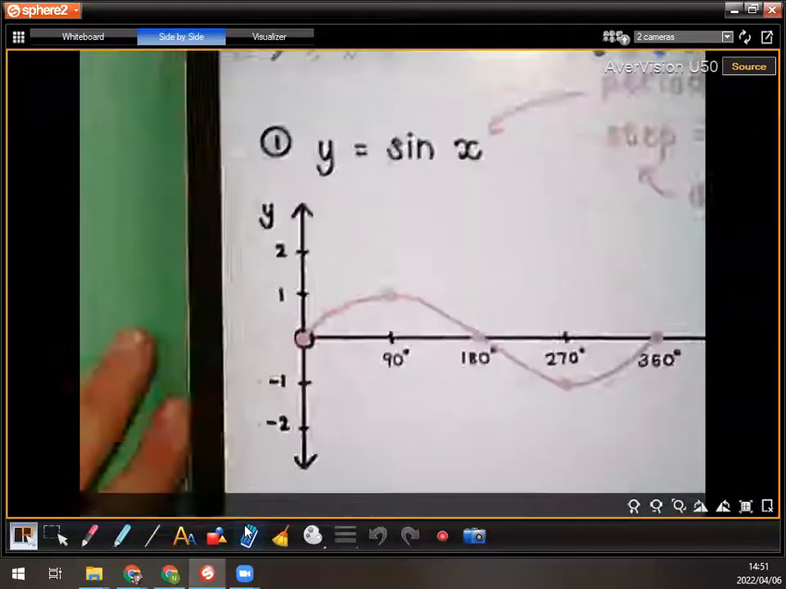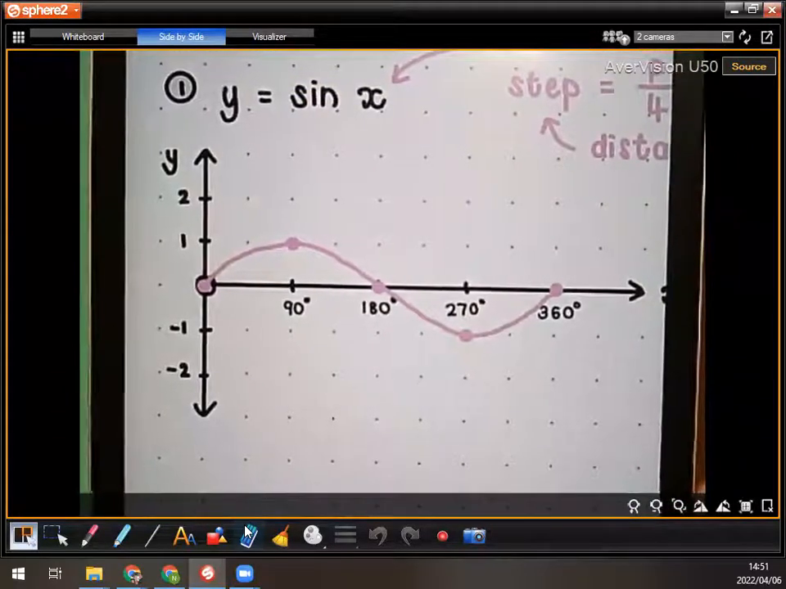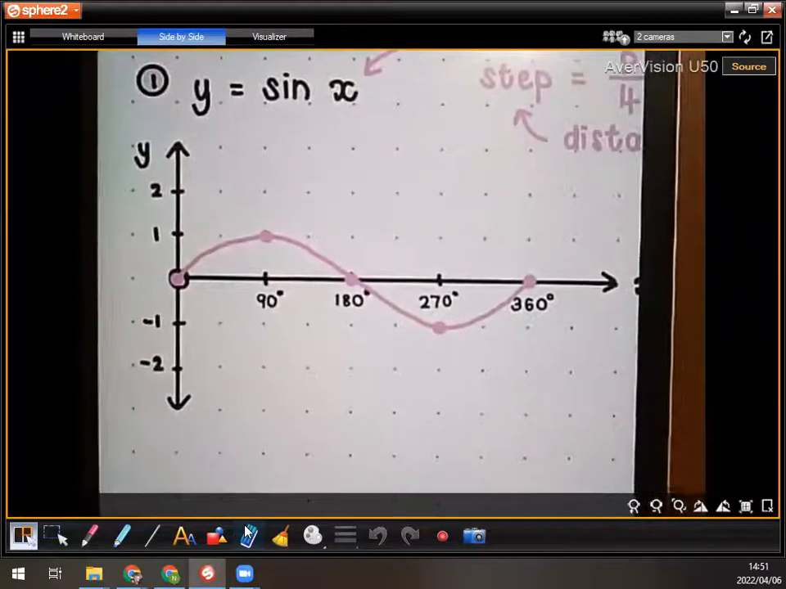Okay, it's a bit wobbly, but I'll get better. Okay, there we go. There's your graph, guys.